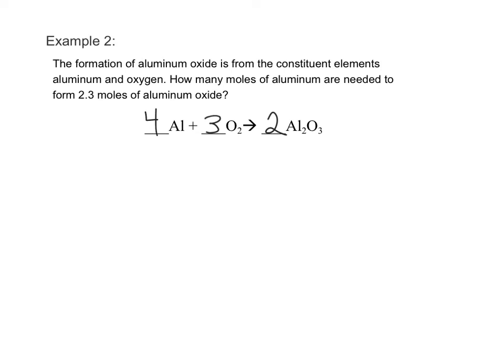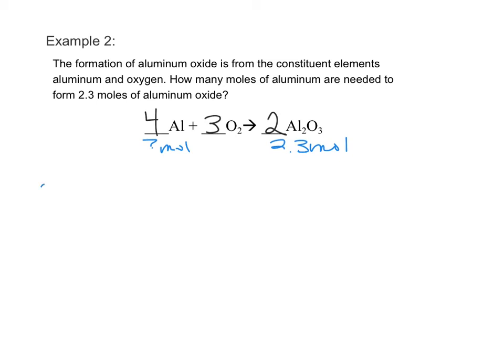Let's check it out. So let's see, formation of aluminum oxide from the elements aluminum and oxygen. Great, synthesis reaction. How many moles of aluminum are needed? Okay, so question mark moles underneath aluminum to form 2.3 moles of aluminum oxide. So in this case, we're given the moles of our product and we're asked how many moles of a reactant. And that doesn't matter. We can convert reactant to product, product to reactant. We can even convert from reactant to reactant here if we were asked. Any combination as long as we have that mole ratio.